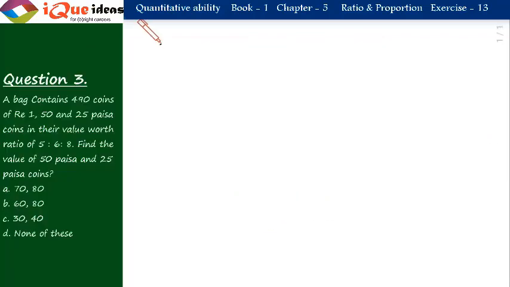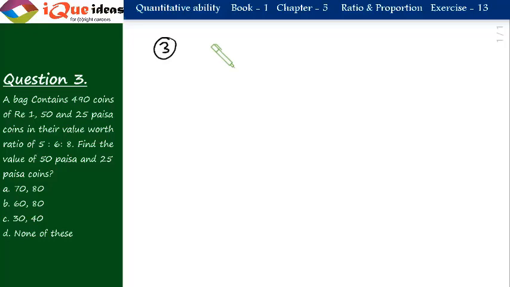Now question number 3. This is a slightly tricky question. It says the bag contains 490 coins. So the total number of coins is given, and the 1 rupee, 50 paisa and 25 paisa coins are there, and their value worth is in the ratio 5 is to 6 is to 8. Find the value worth of 50 paisa and 25 paisa coins.